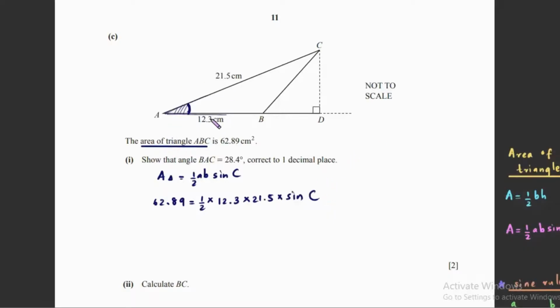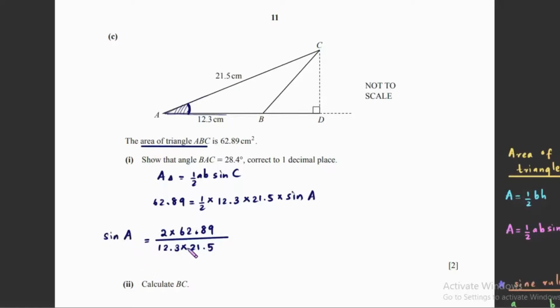In this case, it's going to be sine C, that is the angle A here. So I will label it as A, that is going to be BAC. I need to isolate this A. So first I'm going to get rid of this 2 in the denominator. It becomes multiplied when it goes to the other side. So it's going to be sine A equals 2 times 62.89. The 12.3 and the 21.5 are being multiplied, so when I take them to the other side, they will get divided. So it gets divided by 12.3 and 21.5. This gives us what sine A is.